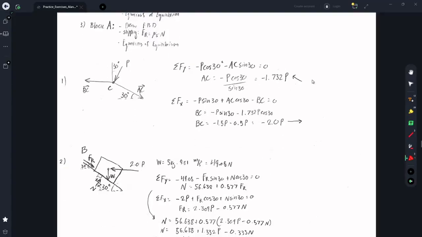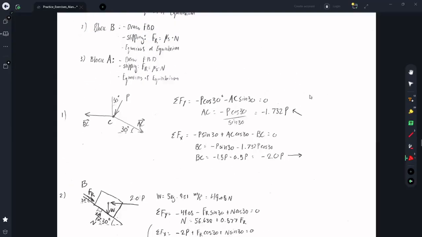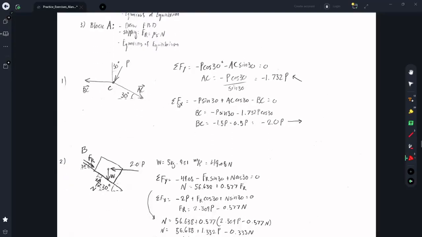It's important that it depends on P because at the very end we're going to solve for it. Setting the sum of the forces in the x direction, we have this component of P that goes in the negative x direction, so negative P sine 30. We have negative BC, this acts entirely along the x direction, and then in the positive direction we have this x component of AC, so AC cosine 30. So then summing all of those, we get BC is equal to negative 2P.